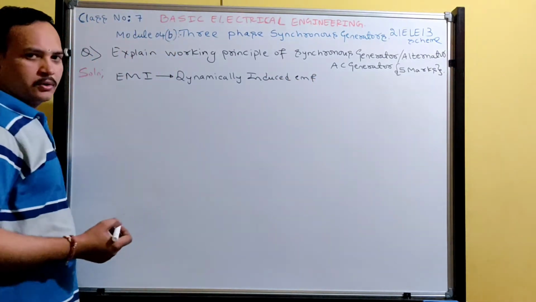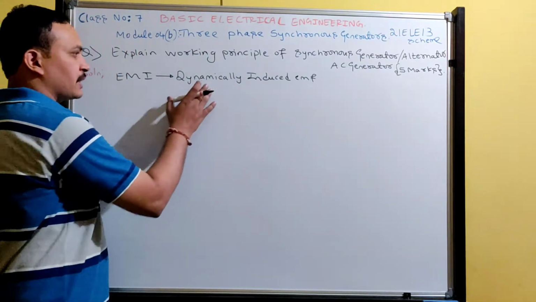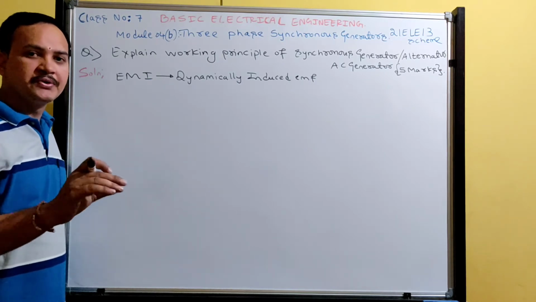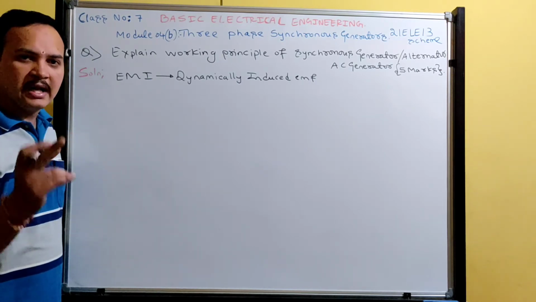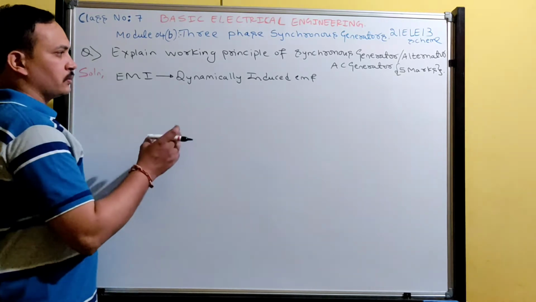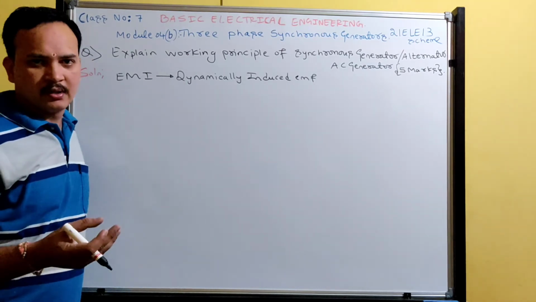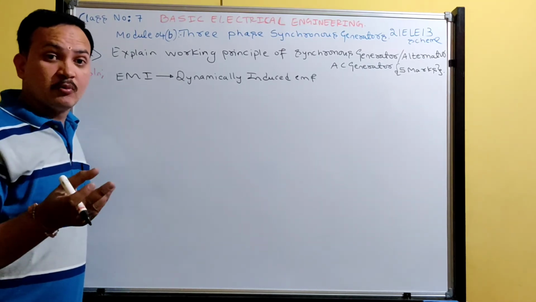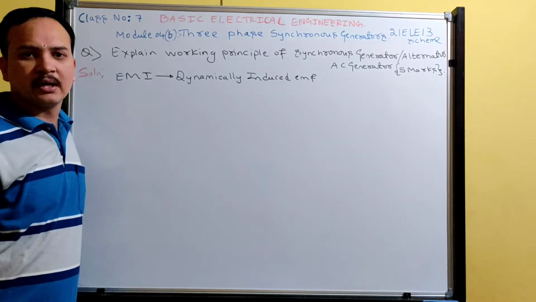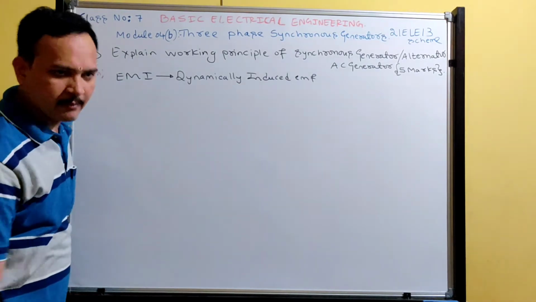Okay, so what do you mean by dynamically induced EMF? Whenever a conductor cuts the flux, an EMF will be induced in it due to relative motion between conductor and flux. Okay, got it? So to get a generating action, we need a conductor and flux. If there is a relative motion between conductor and flux, then we can predict some voltage will get induced in it. That is called dynamically induced EMF.